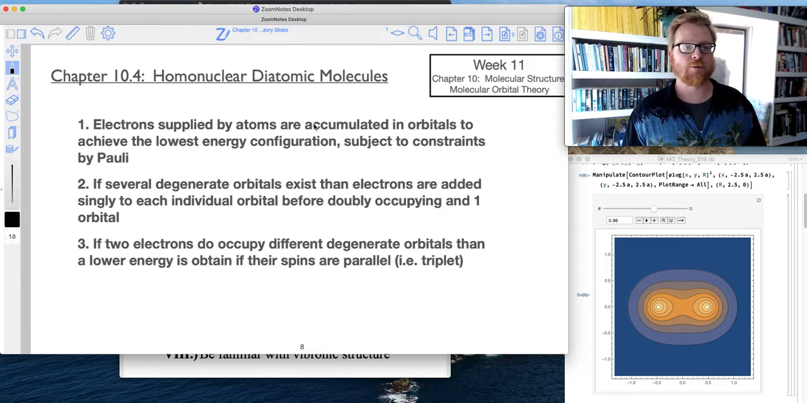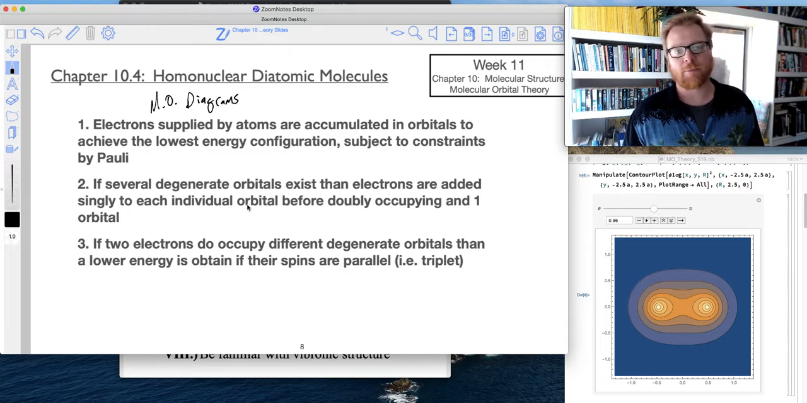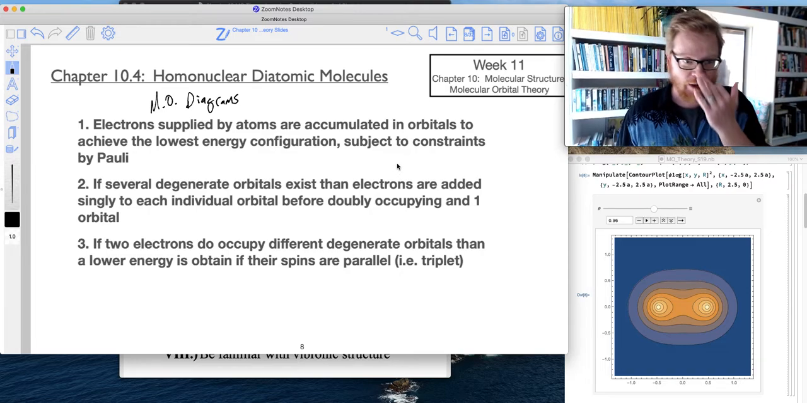So let's go for it. Describing how we create an MO diagram. So I should write that there, MO diagrams. Okay, so electrons supplied by atoms are accumulated in orbitals to achieve the lowest energy configuration, subject to constraints by Pauli. Okay, so we know that the bonding configuration will be the lowest energy configuration.